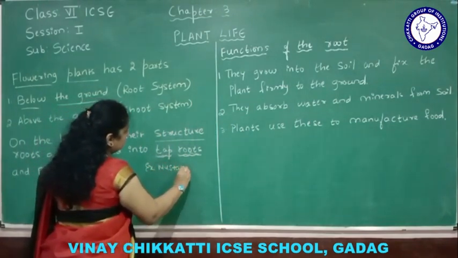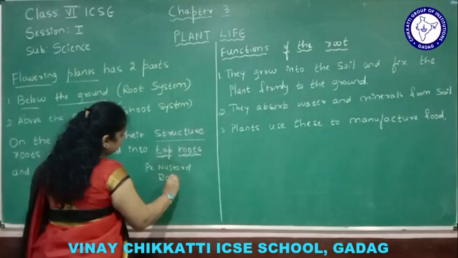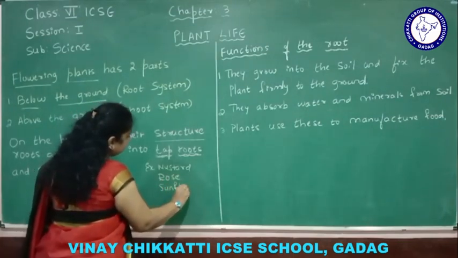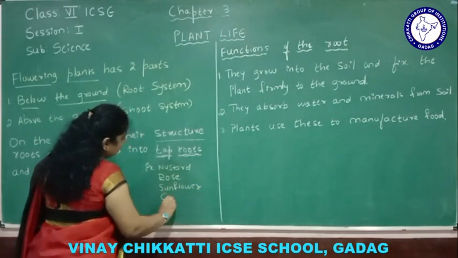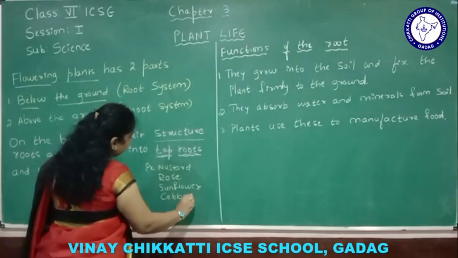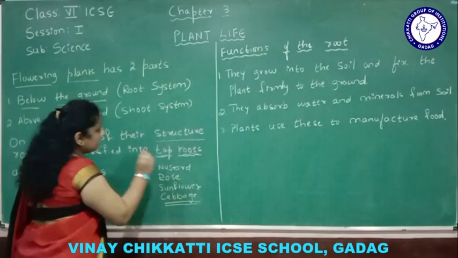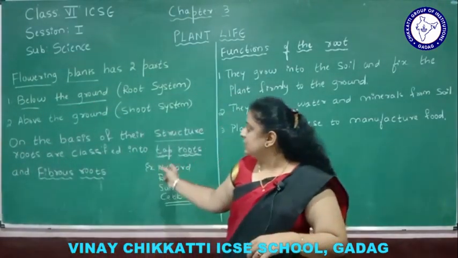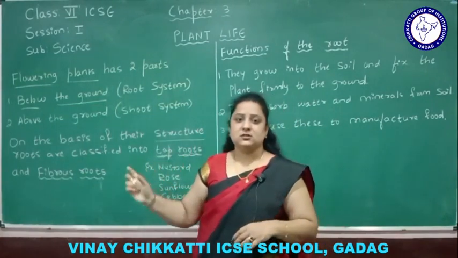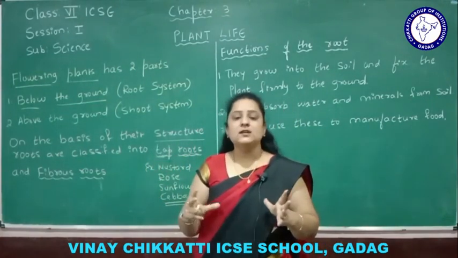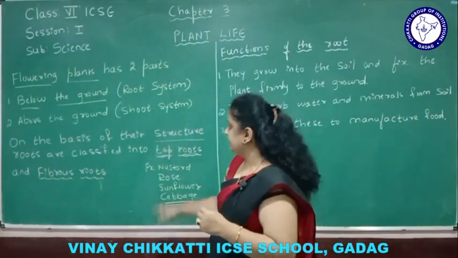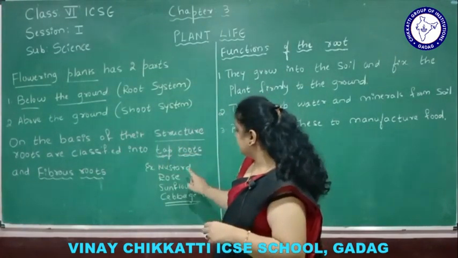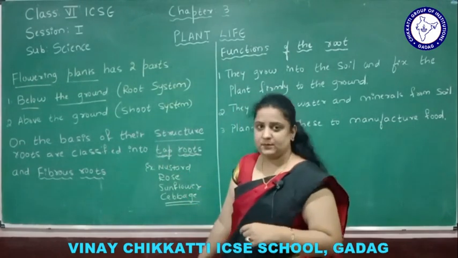Mustard, rose, sunflower, cabbage. These plants have tap root systems. So very important, types of roots on the basis of their structure. On the basis of their structure, roots are classified into two types. Number one, tap roots. Example, mustard, rose, sunflower and cabbage.